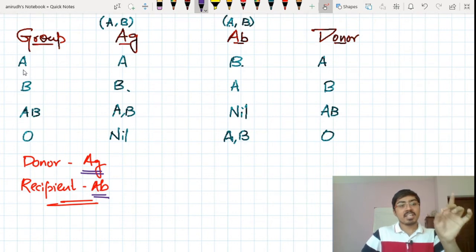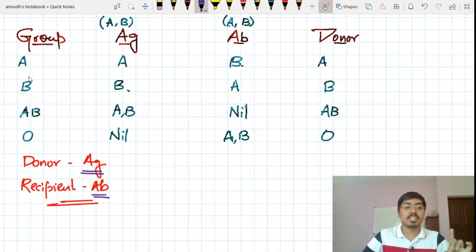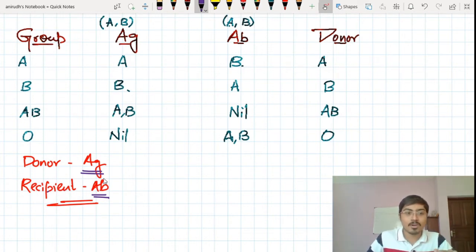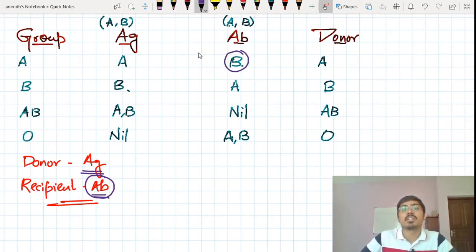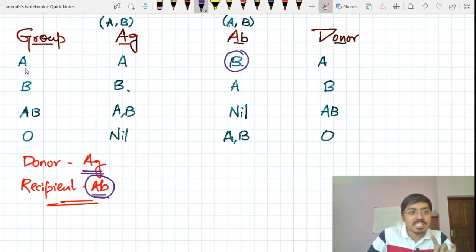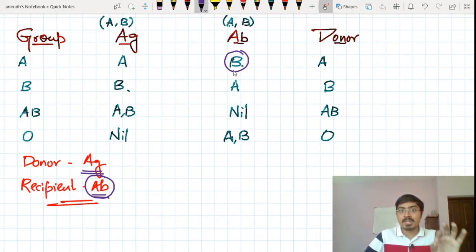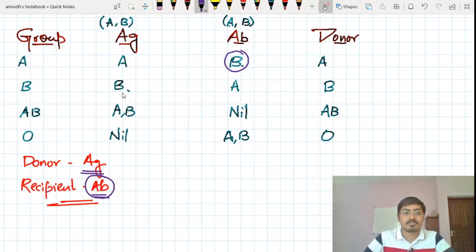So if A is the recipient, I need to continue my search for a donor based on the antibody of the recipient. So if A is the recipient, I should consider the antibody of the recipient. What is the antibody of the recipient? B is the antibody that A is having. So this is my recipient, B is the antibody that the recipient has. I have to consider it. So B will destroy B, isn't it? B antibody will destroy the B antigen and the person will die. So you should not give B here. So I am giving A here.